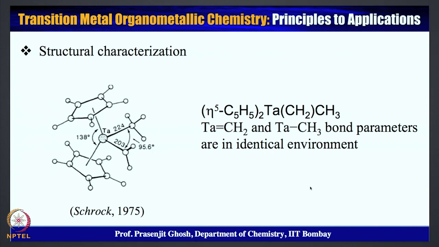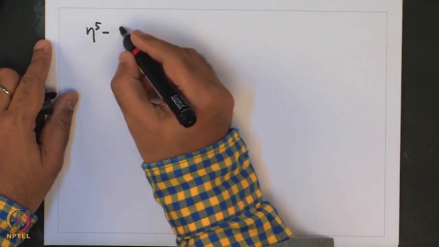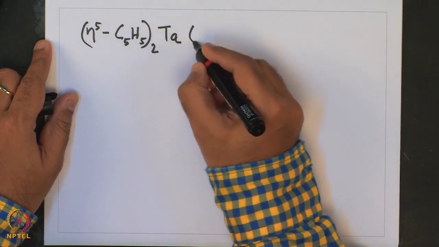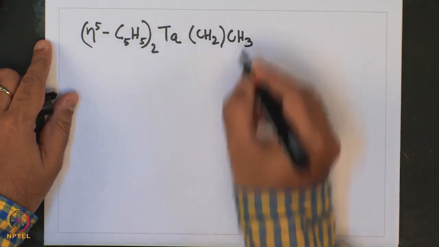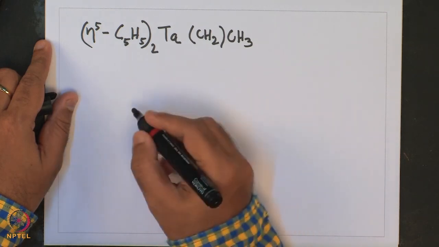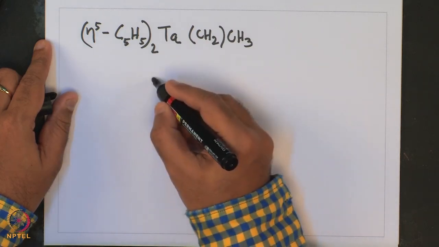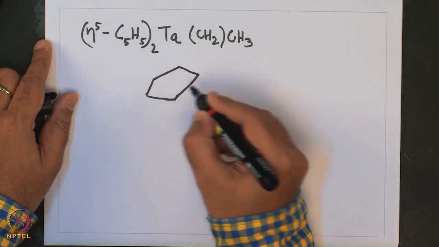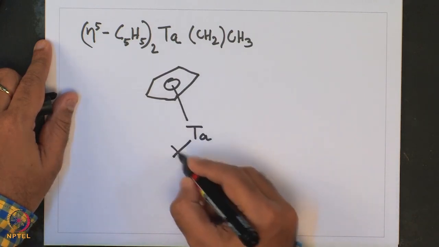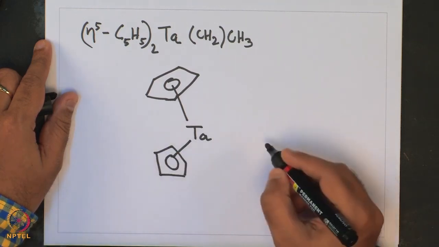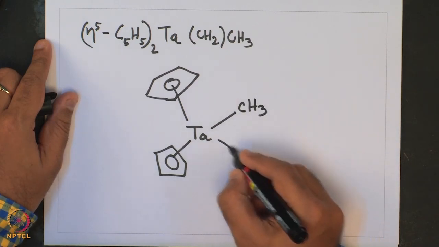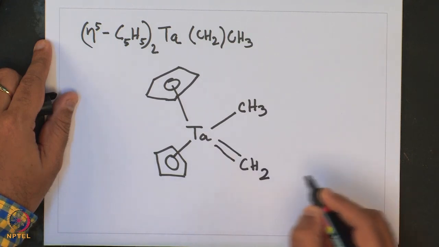BCP CH2 CH3 and the structure of this molecule is tantalum bound to 2 cyclopentadienyl ligands, a methyl moiety and a carbenic moiety.